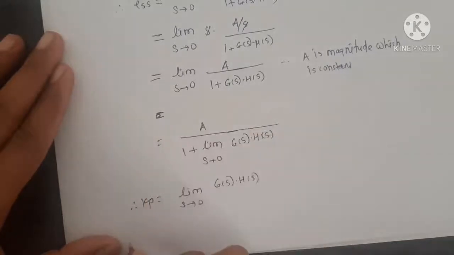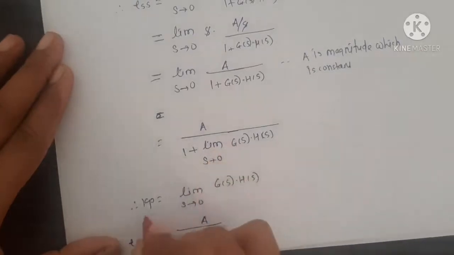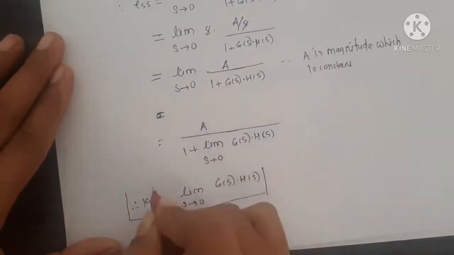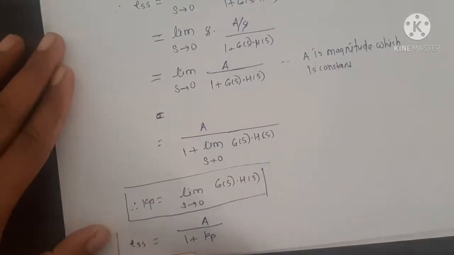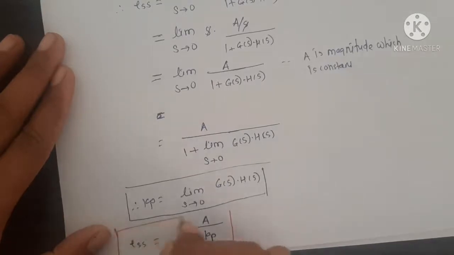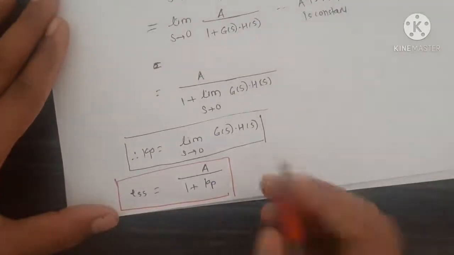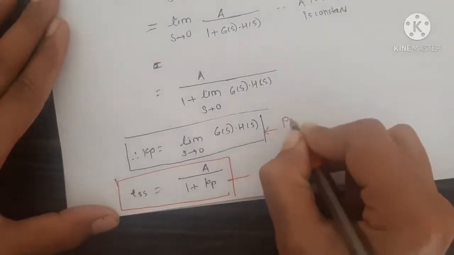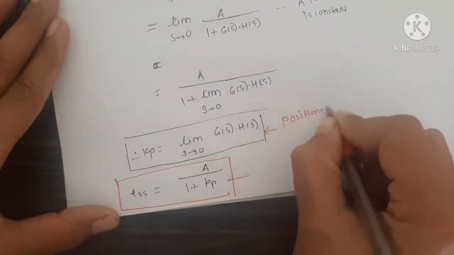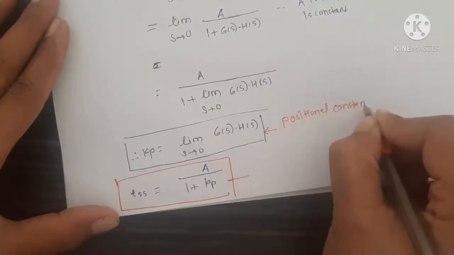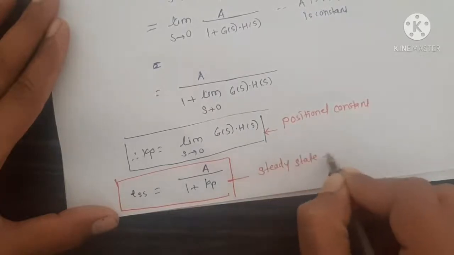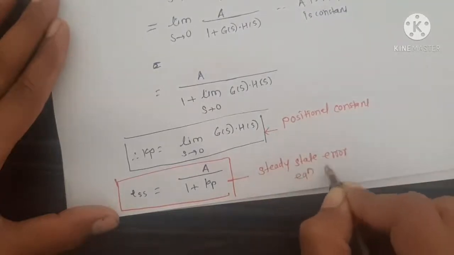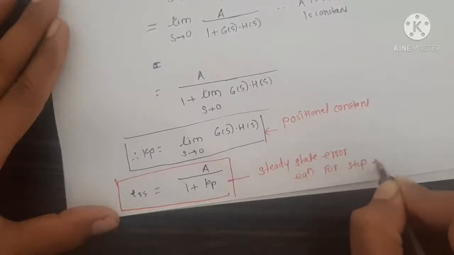So simply put that value in the steady state error equation. What will we get? A upon 1 plus, and this limit s tends to 0, G of s into H of s is nothing but Kp. So this is our final equation for step input. This is the positional constant, and this is the steady state error equation for step input.